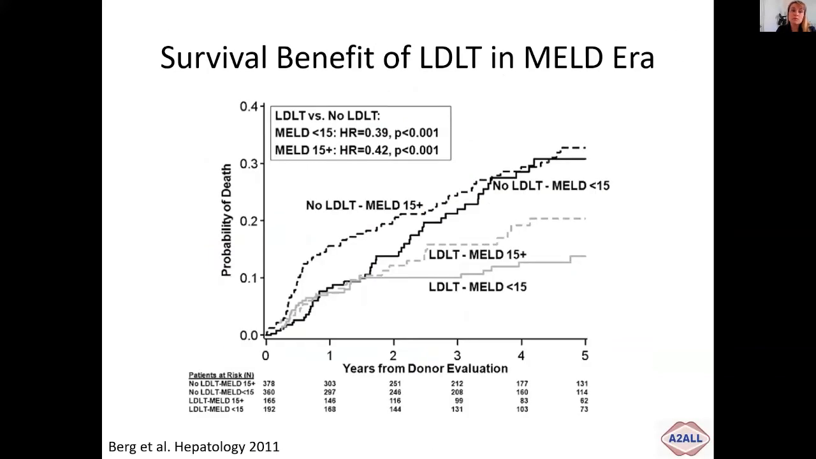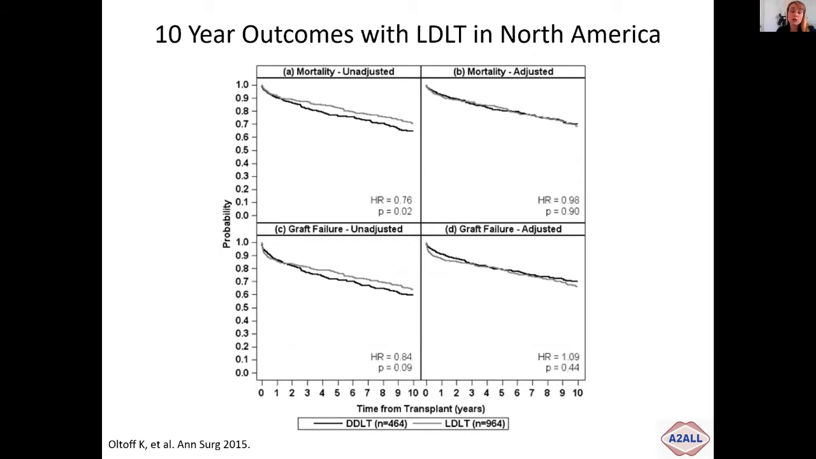And we know that the worst place to be is on the wait list, regardless of if you're a high MELD or a lower MELD candidate who we think needs a transplant. You can see here, these two black lines show patients that are sitting on the wait list and their chance of death, whereas a living donor liver transplant was received by a higher MELD patient or a lower MELD patient. So the survival benefit of living donor liver transplant, even in the MELD era with these lower MELD patients, is really evident. Long-term outcomes are equivalent, if not improved, in living donor liver transplant compared to deceased.